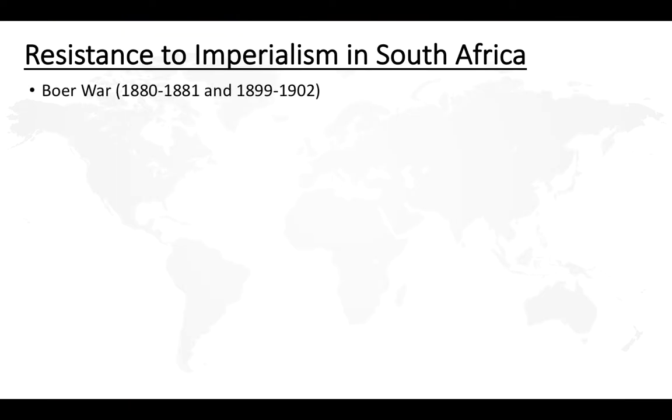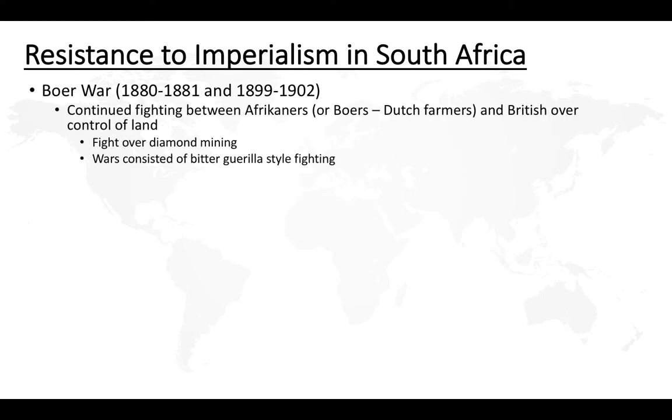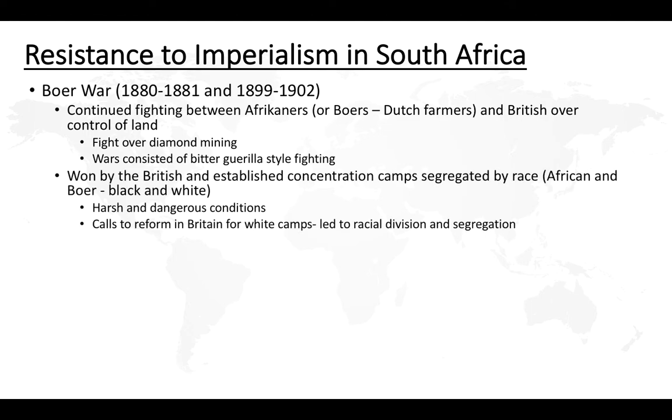One of the first resistance movements that we see is not really a war between traditional African inhabitants, but it's a war between the Dutch and the English in South Africa over diamonds. We call it the Boer War. It's a war between those Dutch who were already there and the British who come in to control the land.